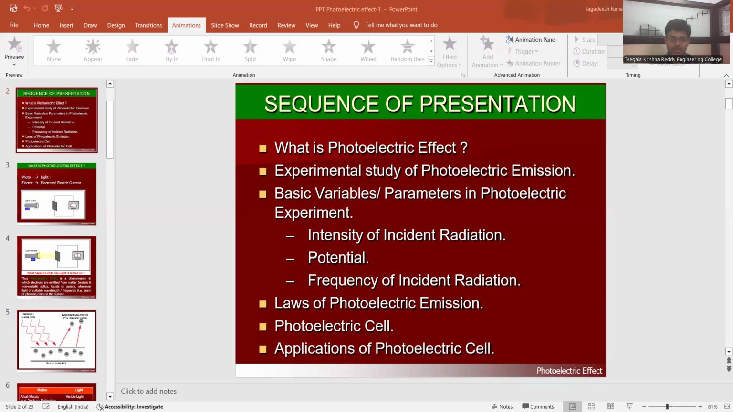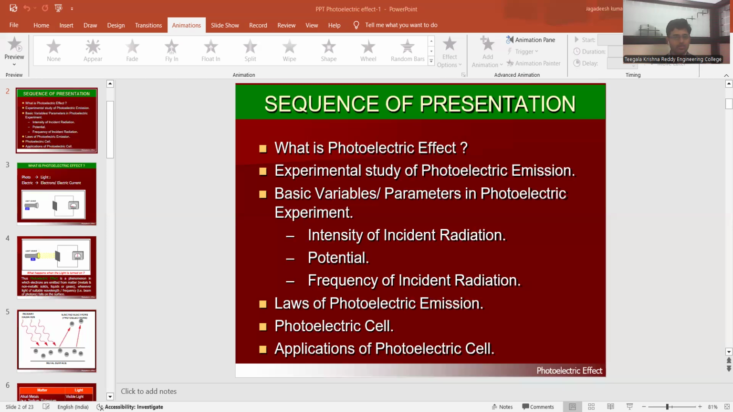What are the characteristics? One is the potential difference between plate A and plate B. Second, the intensity of the incident radiation. Third, the frequency of the incident radiation on different photometals. Then the laws of photoelectric emission, and also the photoelectric cell and its applications. We will discuss them one by one.